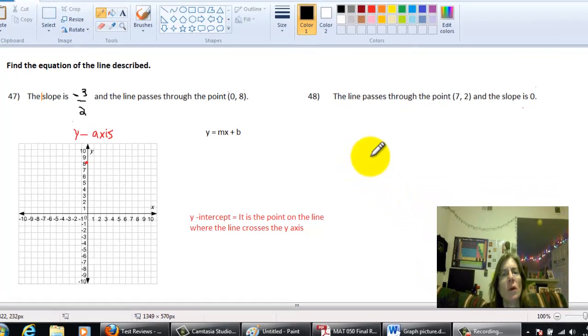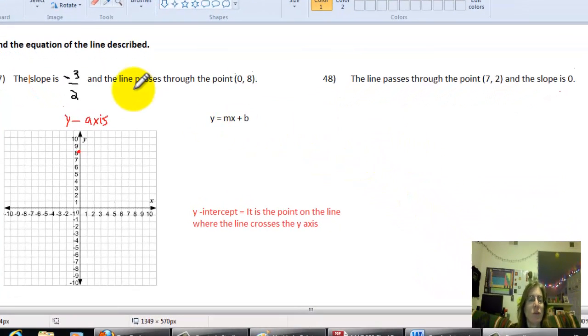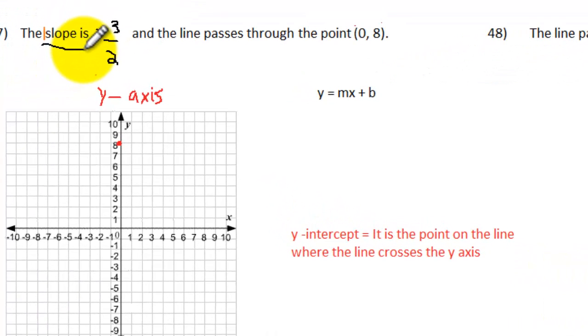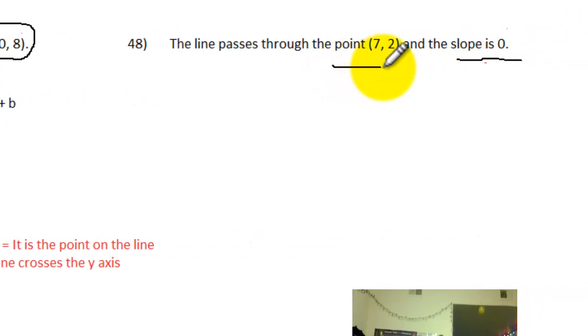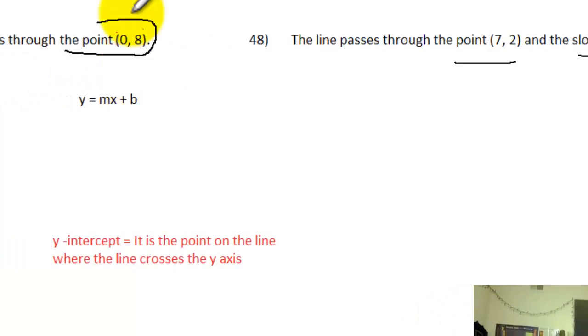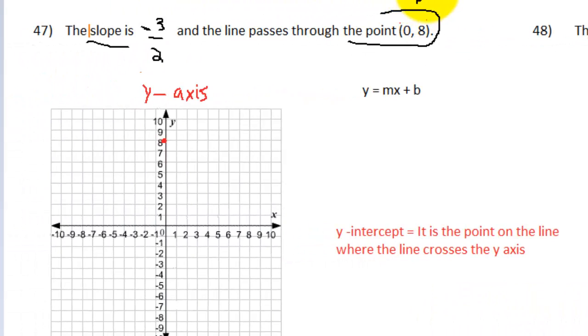Alright, this problem, or there's two problems here from the final review, and this is finding the equation of a line after they've given us some information. In this case, they've given us a slope, which is -3/2, and they're giving us a point. Both cases we're given a slope and a point. So this point is a very special point that makes our job easier.